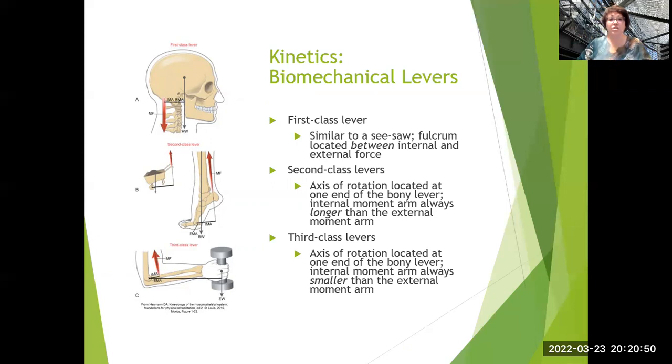So in a first class lever, you can think of it as a teeter-totter or seesaw, whatever you want to call it, where the fulcrum or the axis is located between the internal and external force. Sometimes in descriptions of biomechanical levers, the internal force is called the resistance and the external force is called the force, or vice versa. We'll talk about it in all different ways, so hopefully we'll get an understanding of that. But this is the way it's described in the book. So we'll start here and move on from there.